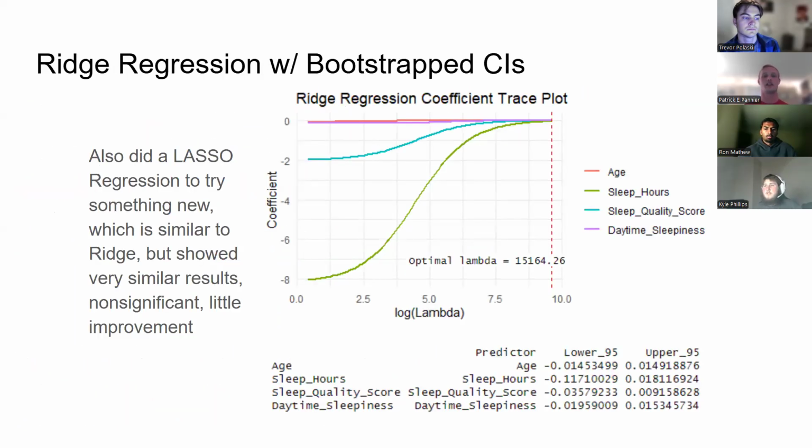So then I did a ridge regression with bootstrap confidence intervals. As you can see from the coefficient trace plot, the optimal lambda was over 15,000. All of the bootstrap confidence intervals did contain 0, which means that none of them were significant predictors. And because I was really annoyed with nothing working, I also did a lasso regression, which is very similar to ridge, but it adds the sum of the absolute value of the coefficients to the loss function. But everything was pretty much the same, and nothing reached significance.